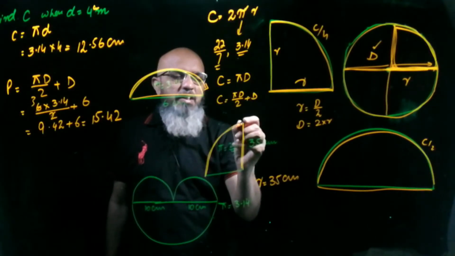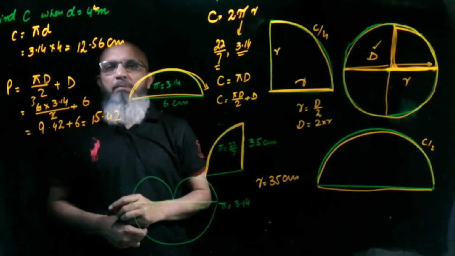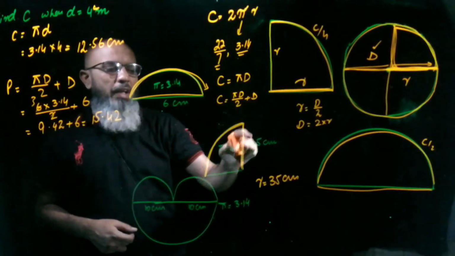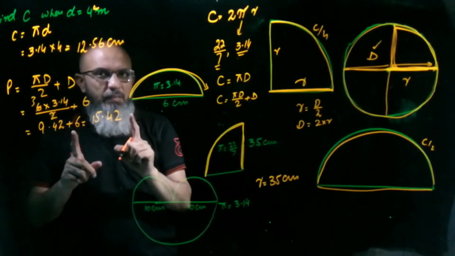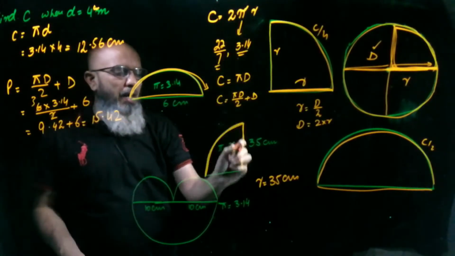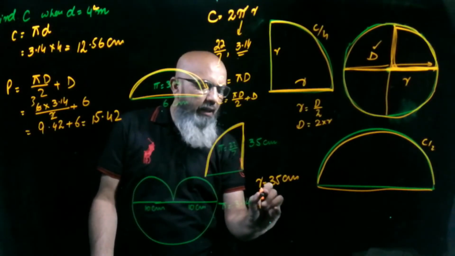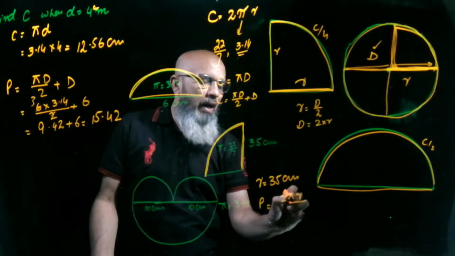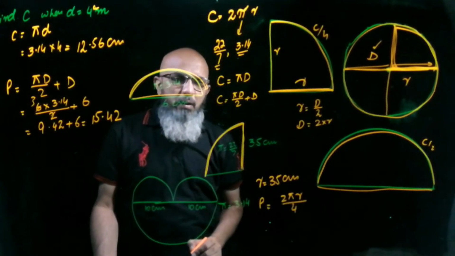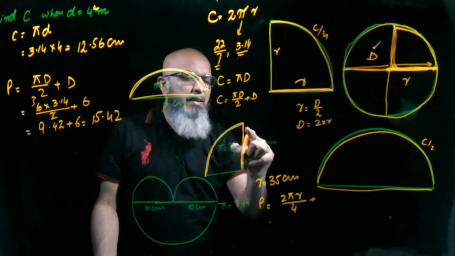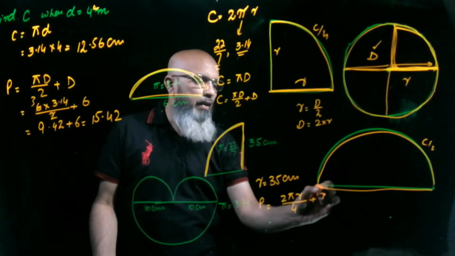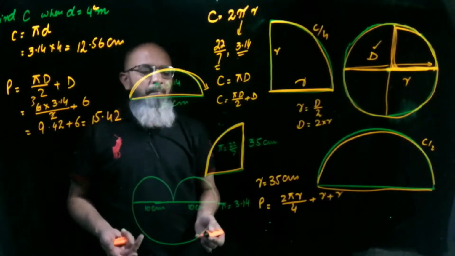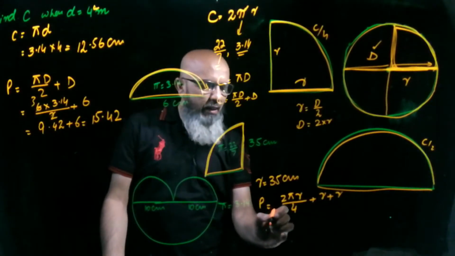First we will find this length of the circumference. How will we get this circumference? That is circumference over 4, and the radius is given to you. What is the formula for the circumference with the radius? That is 2 pi r. So how will we get our perimeter? That is 2 pi r divided by 4, right? Plus this radius, okay, plus this radius, right?